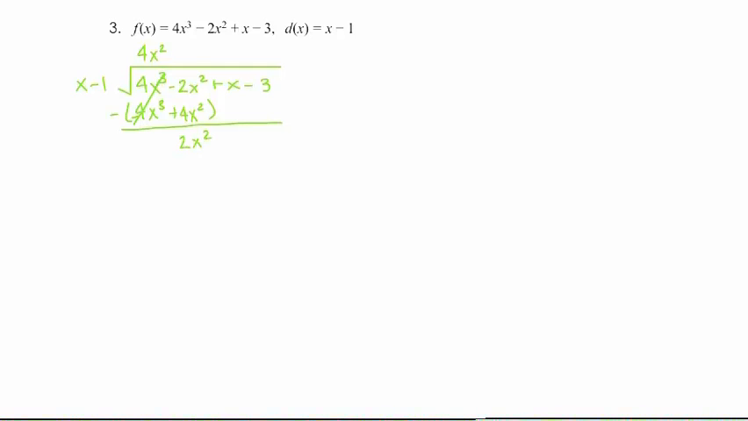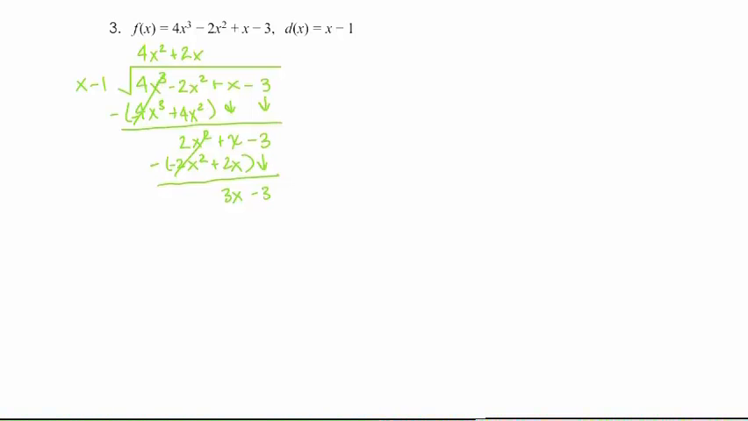Drop down what you have left. Repeat. To get x to 2x squared, we have to multiply by positive 2x. Multiply that out, you're going to have a positive 2x squared. Negative 1 times positive 2x gets you negative 2x. Distribute that negative, you'll have a negative 2x squared and a positive 2x. Cancels that out. And then you'll have a 3x remaining. Drop down that negative 3.